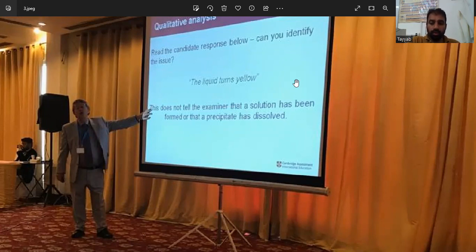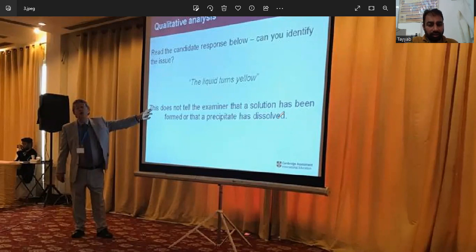Now, if the solution turns yellow, then we should very clearly explain it. This does not tell this. Again, this does not tell the examiner that a solution has been formed or that a precipitate has dissolved. What is formed? If there were a precipitate, after dissolving this precipitate, a yellow solution is formed.